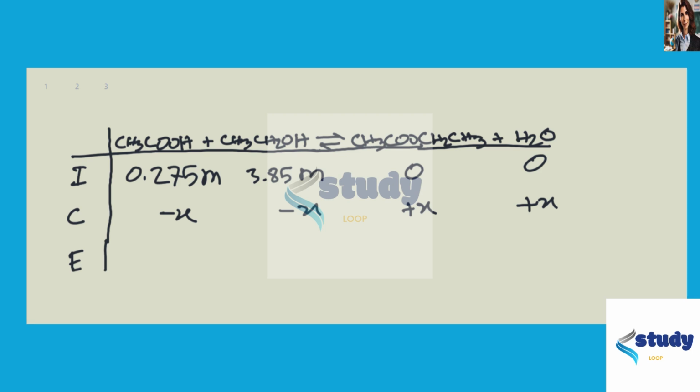From here we can write down the equilibrium concentration for each one. For acetic acid it will be 0.275 minus x, that's basically initial minus change. For ethanol it will be 3.85 minus x, and for both the products, ethyl acetate and water, it will be x and x. So now we know the equilibrium concentration for all the components of this reaction.